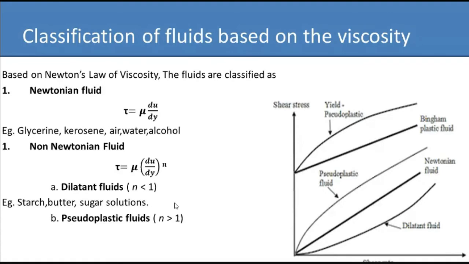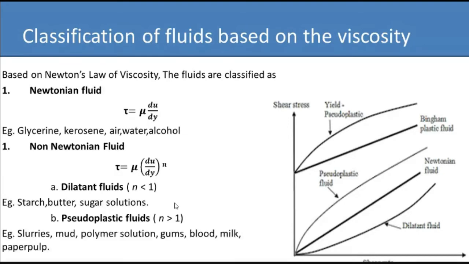Then next is pseudoplastic fluid. As we discussed, if the viscosity index n is greater than 1 and the fluid is non-Newtonian, the type of fluid is pseudoplastic fluid. Examples of pseudoplastic fluids are mud slurries, polymer solution, blood, milk, paper pulp, gums. So if n equals 1, the fluid is Newtonian; if n is less than 1, it is dilatant fluid; and if n is greater than 1, the type of fluid is pseudoplastic fluid.